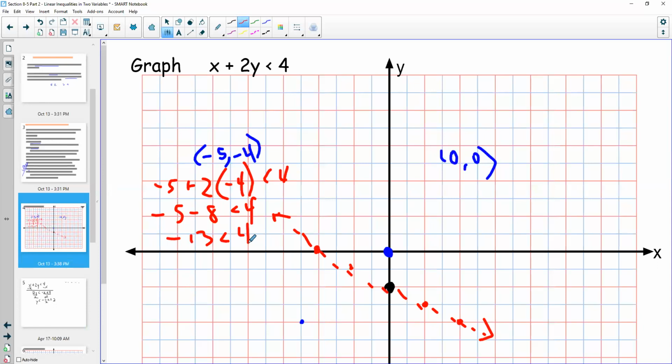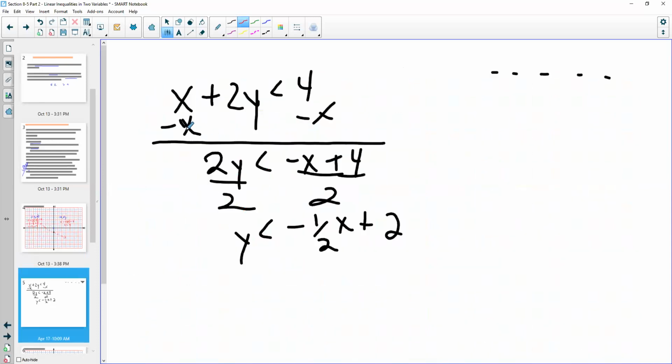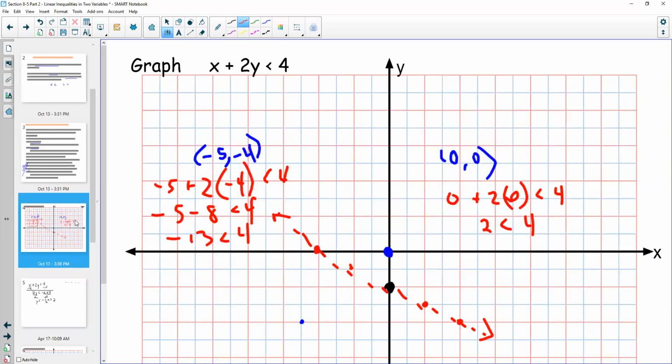I'm going to put in 0, 0: 0 plus 2 times 0 less than 4. 0 plus 2 is 2, less than 4. Something is wrong with my line. Am I having a day or what? Did I change this wrong? I subtracted x. Did I get all my signs right? Yep, I subtracted x. I divided by 2, negative half and 2.